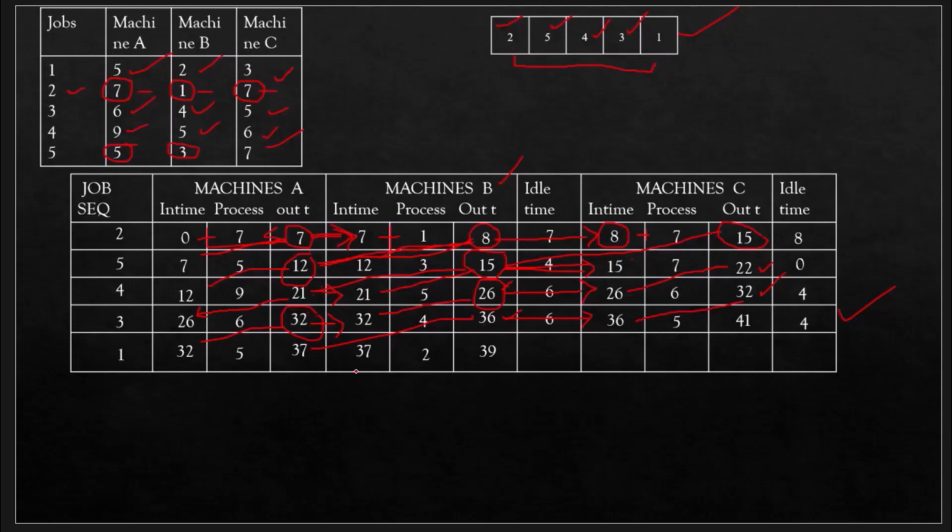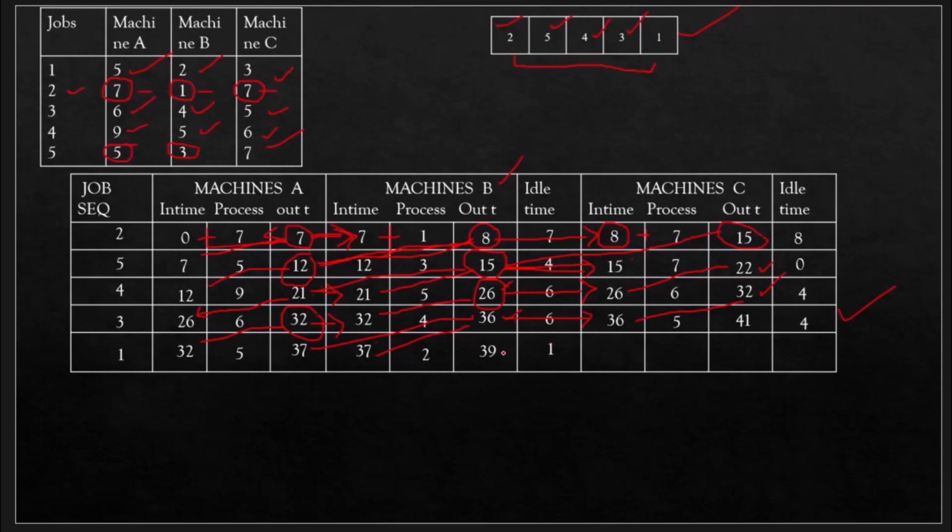Okay, and now we want to know the idle time. Actually mission B completed its task at the 36th hour, but we gave the input at the 37th hour, which means mission B waited for 1 hour. So the idle time is 1 hour.